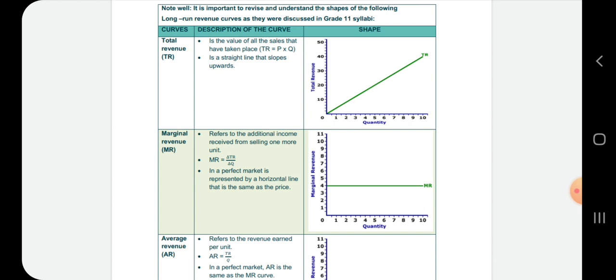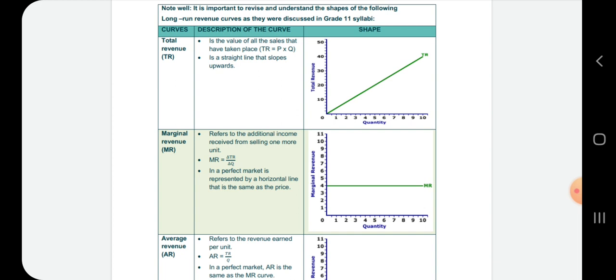We have curves. So we will be doing the long run revenue curves as they were discussed in the grade 11 syllabus. You have to know them for grade 12. The first one is total revenue. Total revenue is the value of all the sales that have taken place.